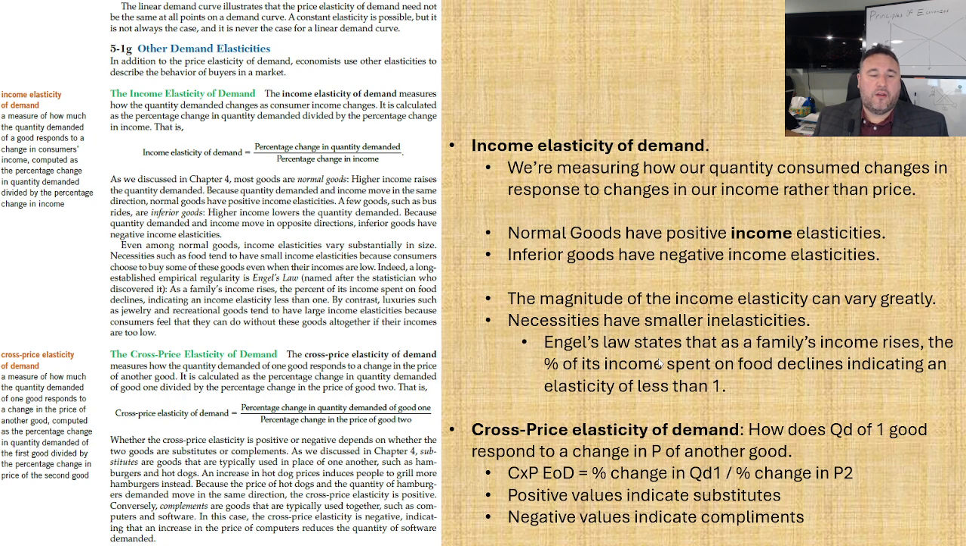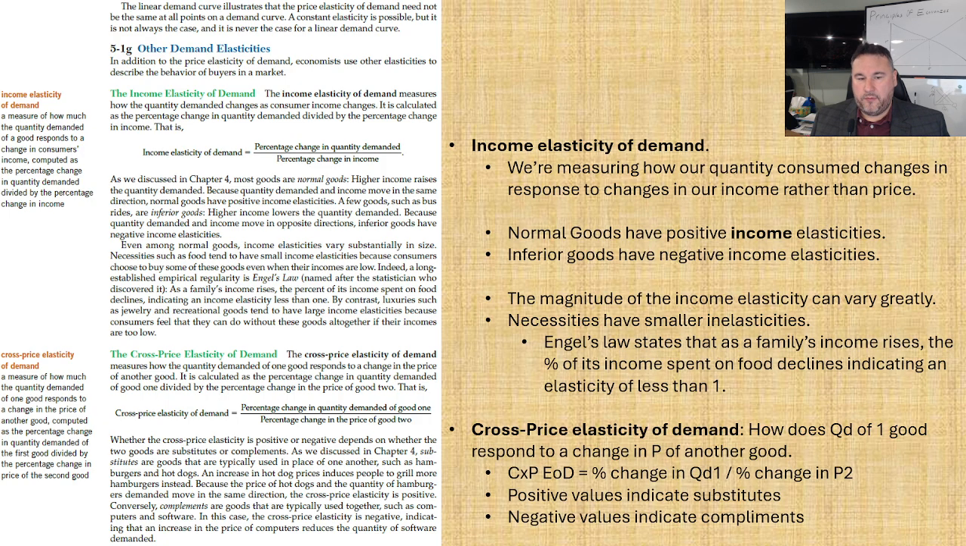So now we're going to talk about the cross-price elasticity of demand. That's how the quantity demanded of good 1 responds to a change in price of another good. So cross-price elasticity of demand is equal to the percentage change in quantity demanded of good 1 divided by the percentage change in price of good 2. Positive values indicate that they are substitutes.